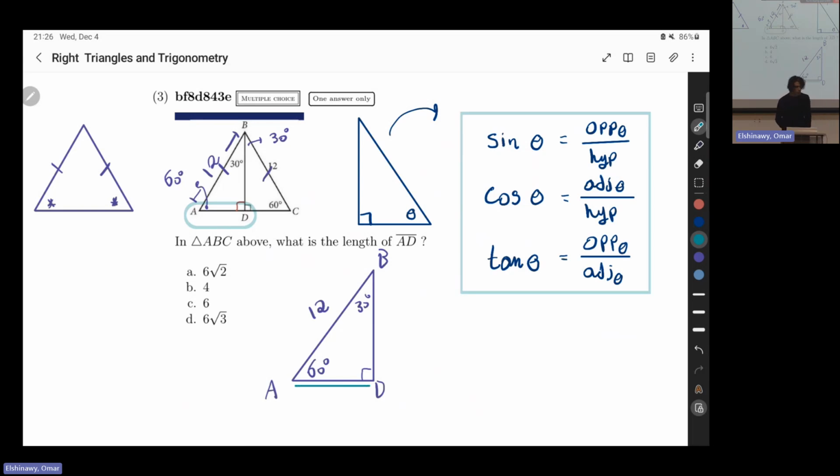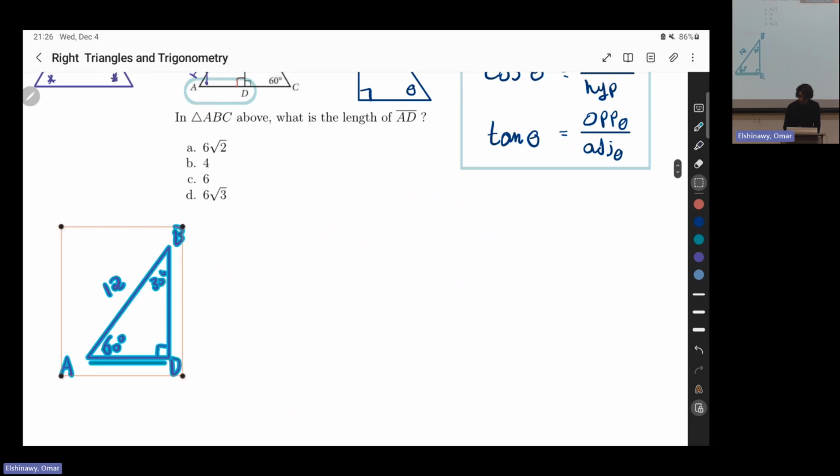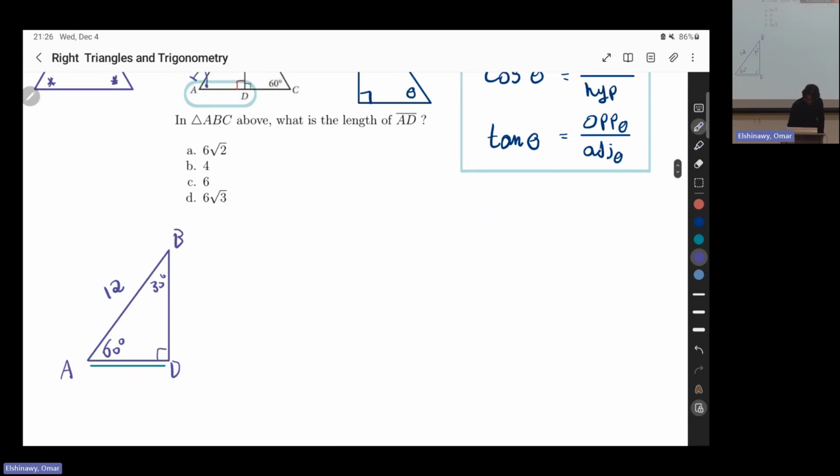Now, my tip for you would be to choose a trigonometric ratio which includes what you know, which is the hypotenuse, and what you don't know, which is what you need to find. It's AD. Sure, but you need to tell me how you got it. So which trigonometric ratio of which angle here would capture AD and also capture AB?